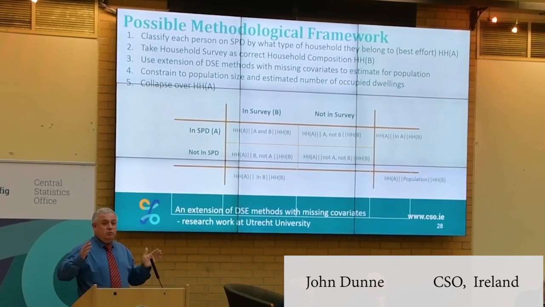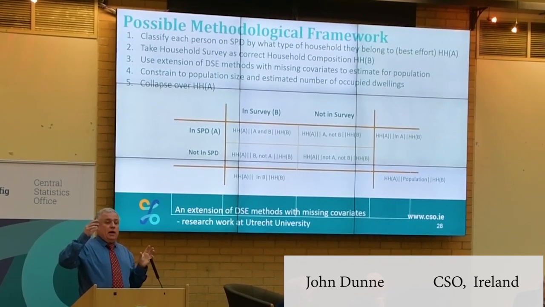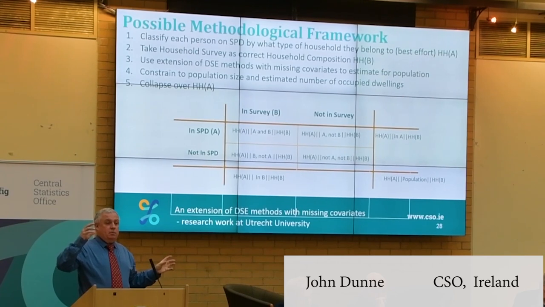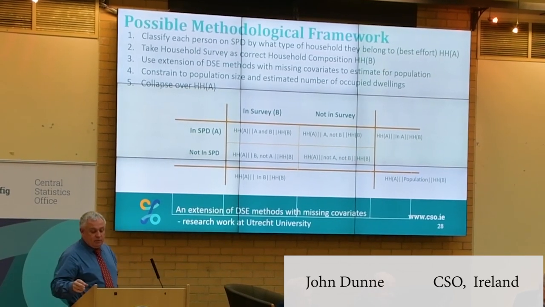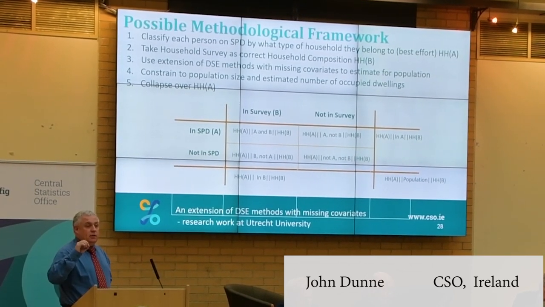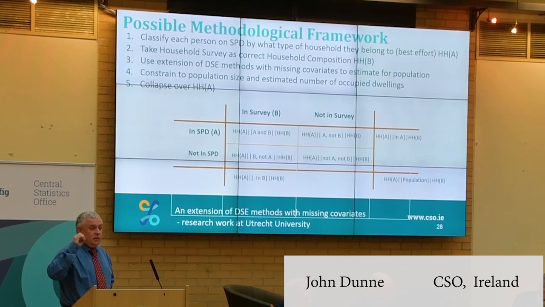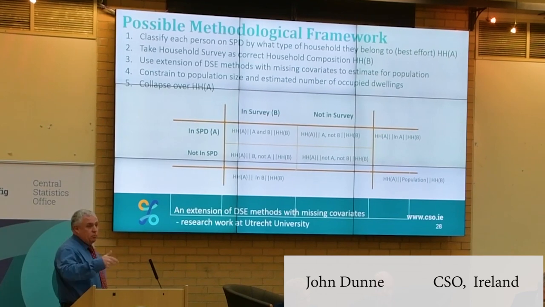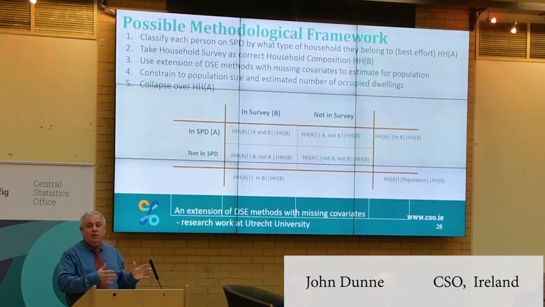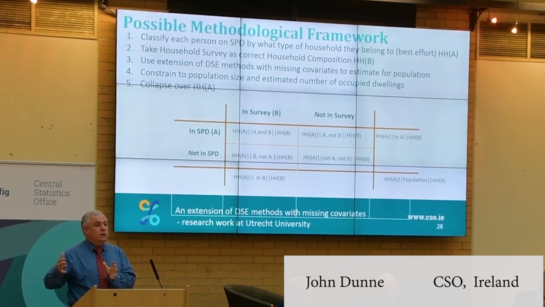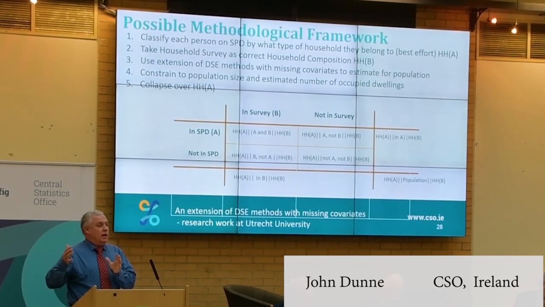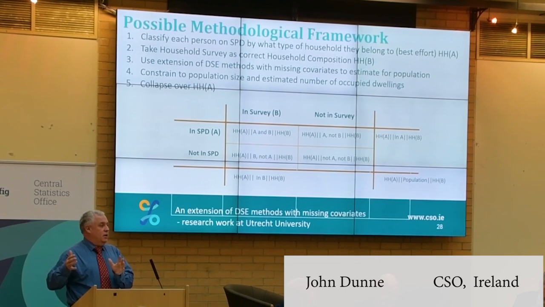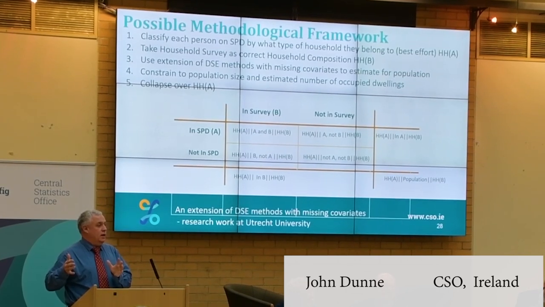It's a joint distribution between what the household composition looks like in the SPD and then for the QNHS. And then just simply to get an estimate for the QNHS, or to get a real estimate of the household composition, we collapse over the one used in the SPD. Because that's our best effort, but what we're really targeting is the household composition as per the quarterly national household survey.